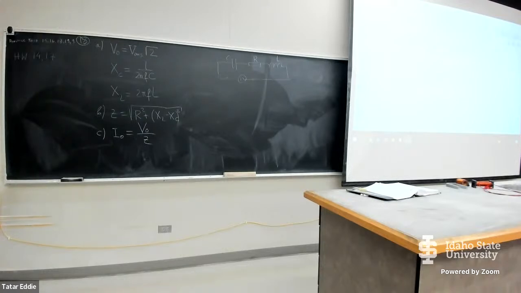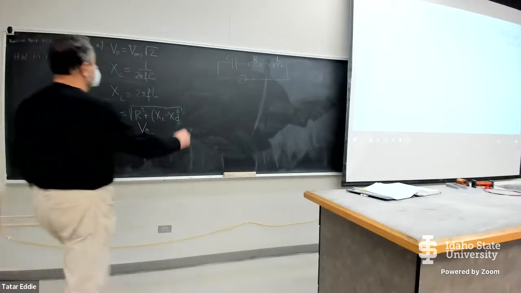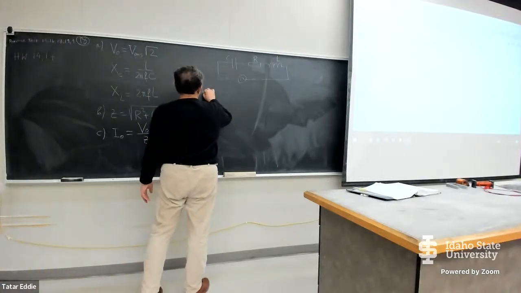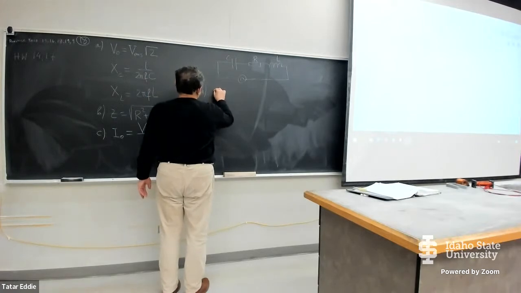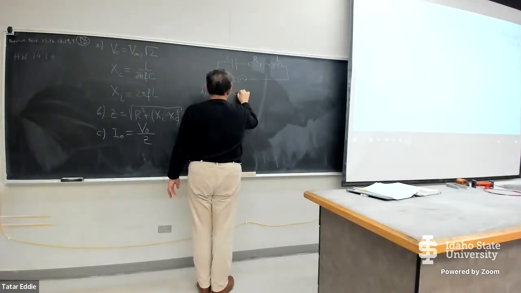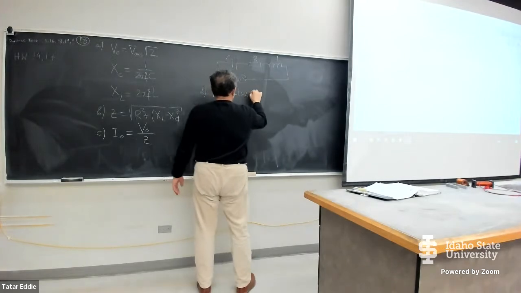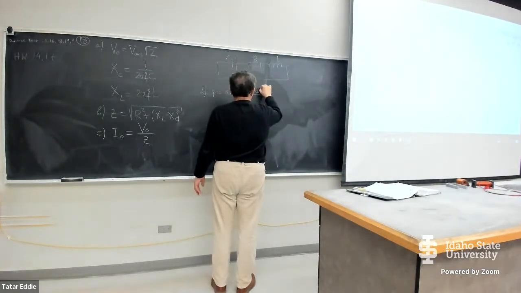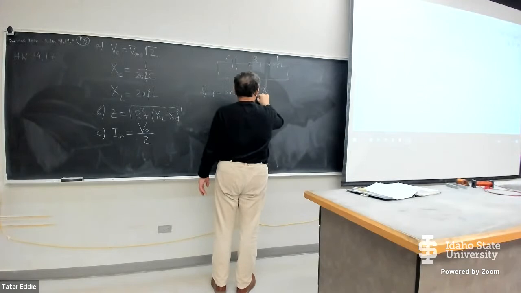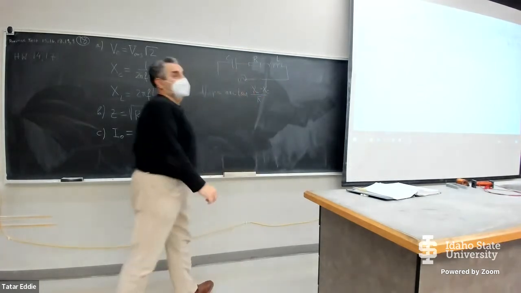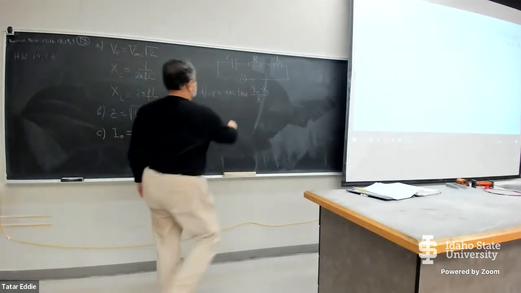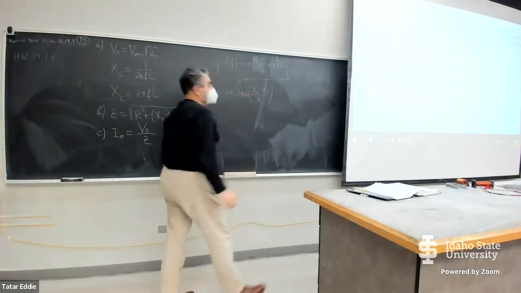Part D, phase angle. So again, for the phase angle, use tangent rather than cosine. So just like before, the angle is equal to inverse tangent of XL minus XC divided by the resistance. So let's start it here.